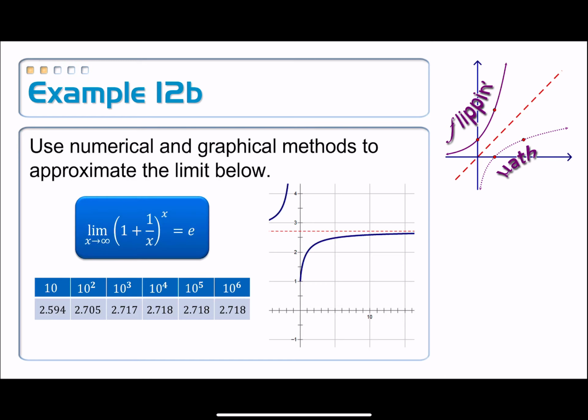As a matter of fact, this is the limit definition of E. And we could derive this limit and show that it's E, but we need more calculus to do it. So for right now, we're going to understand that the limit as x approaches infinity of 1 plus 1 over x, all of that raised to the x power, is equal to E.